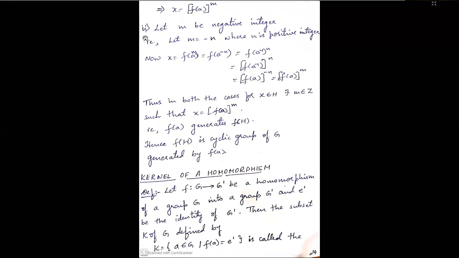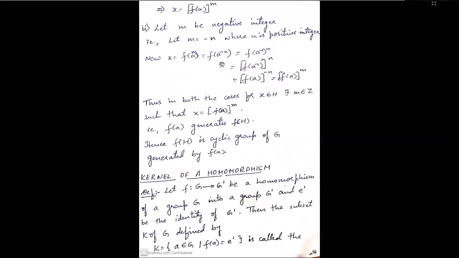Next, second case, let m be a negative integer. So when m is a negative integer, I can write m is equal to minus n, where n is a positive integer. Then x is equal to f of a to the power m, that is equal to f of a to the power minus n, or I can write this as f of (a to the power minus 1) whole to the power n. From the previous result, I can write this as (f of a inverse) whole to the power n, or from theorem 1, I can write this as (f of a) whole to the power minus n.